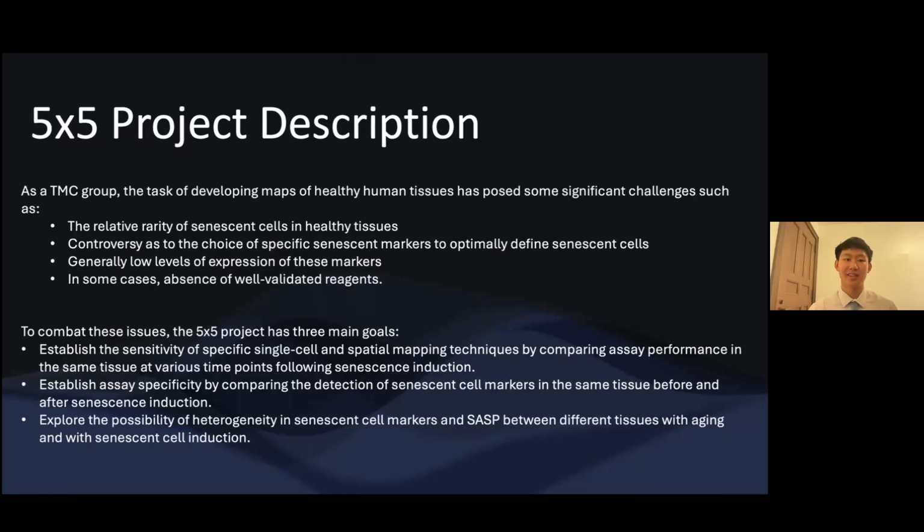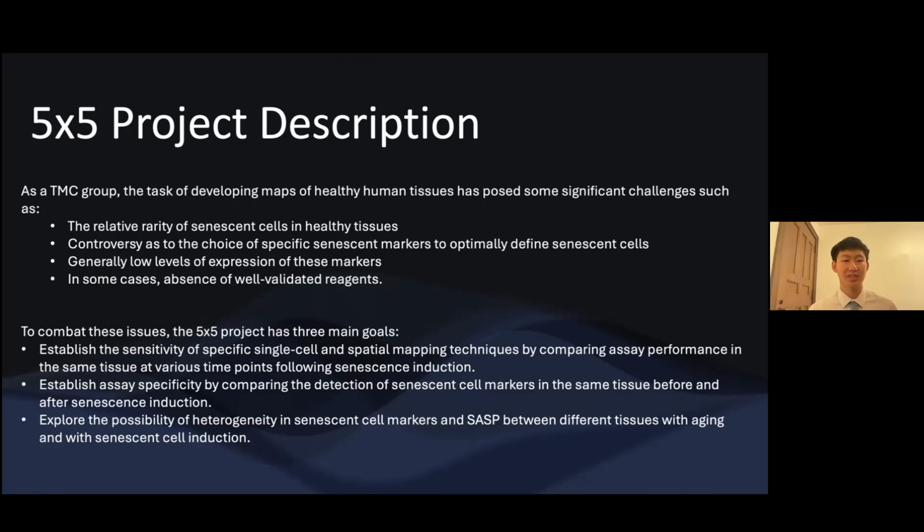As part of the Tissue Mapping Consortium, the Li Lab has the task of developing maps of healthy human tissues and senescent cells. However, as part of this task, several problems became apparent. One of these is the relative rarity of senescent cells in human tissues, which makes them somewhat difficult to map. Another is the controversy as to which senescent markers would be used to determine whether a cell was senescent or not, and the relatively low expression of these senescent cell markers. And in addition, the absence of reagents which can be used for determining these senescent markers.